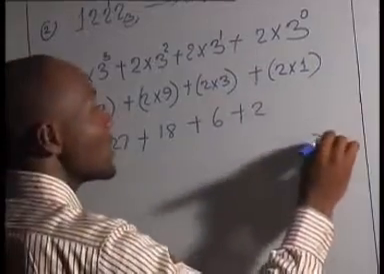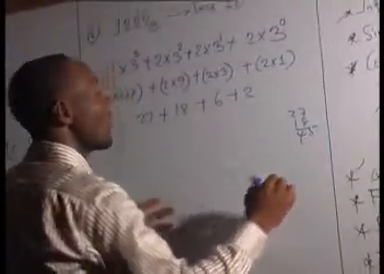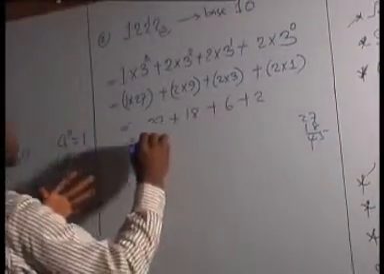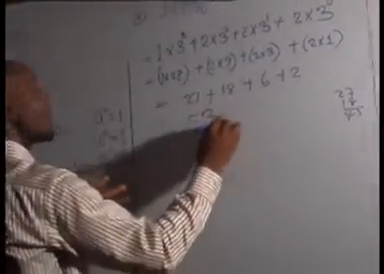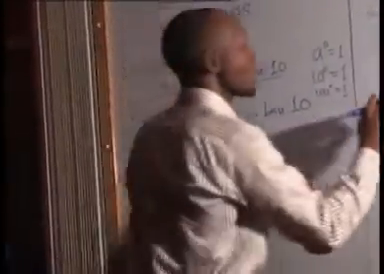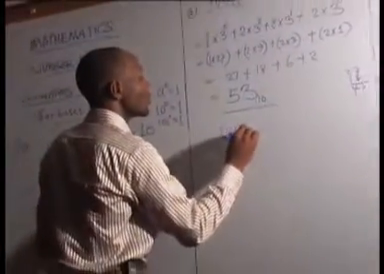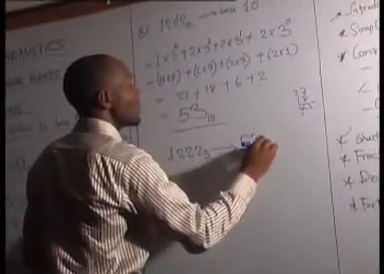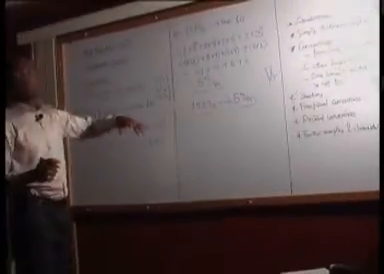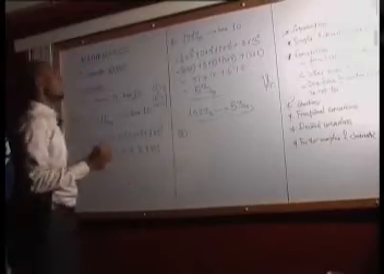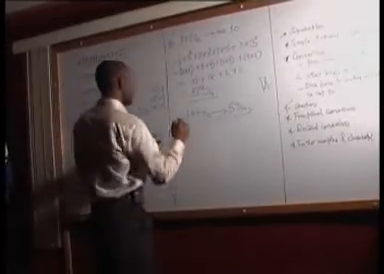27 plus 18, quickly: 7 plus 8 is 15, write 5 and carry 1; 2 plus 1 is 3, plus 1 is 4. 45 plus 6 is 51, and 51 plus 2 is 53. So you are going to have 53 in base 10, but you just write 53. If you can recall, this is the first example we took, or the second example we took when we are trying to change. So let's pick the last one, the final one, and we'll move on.